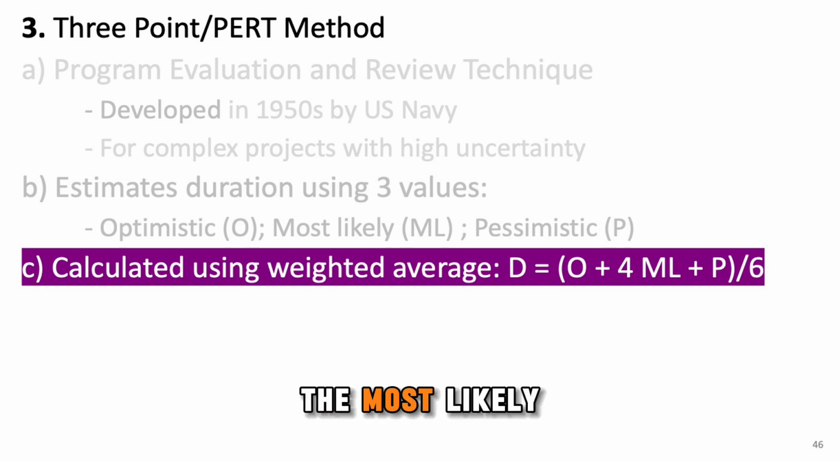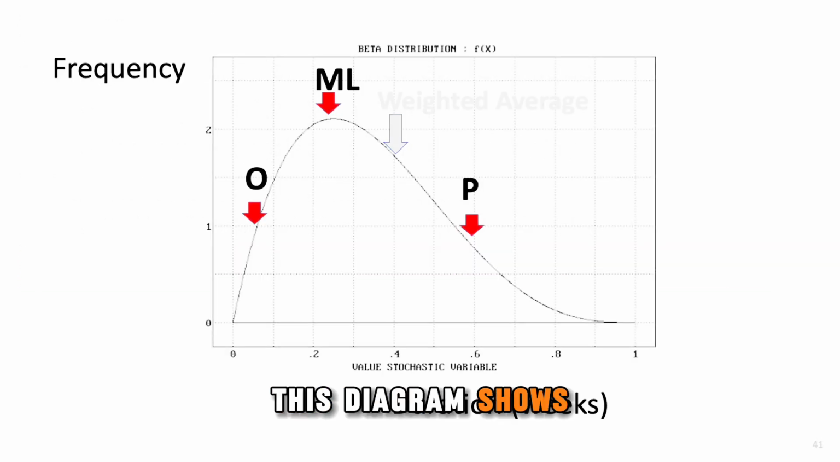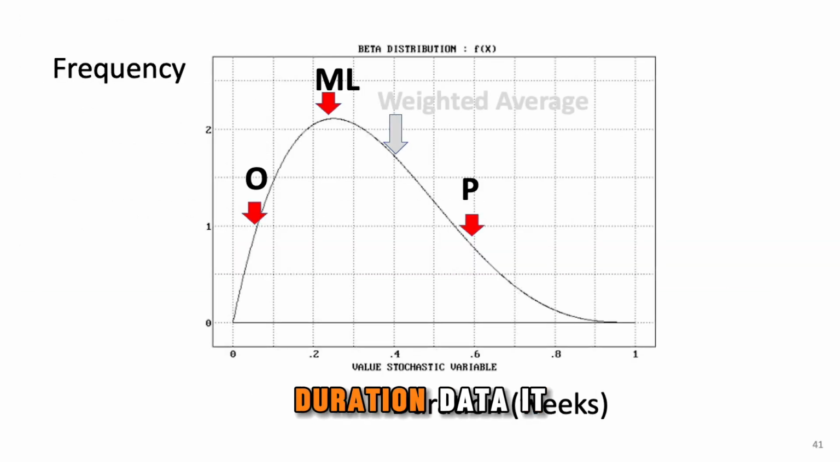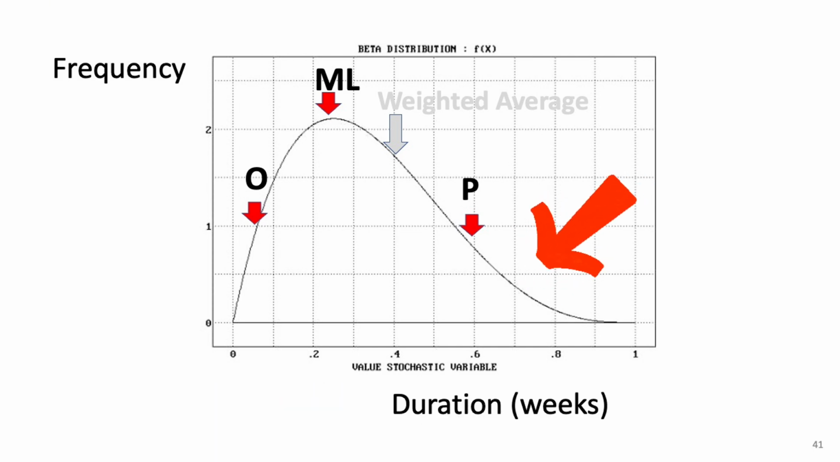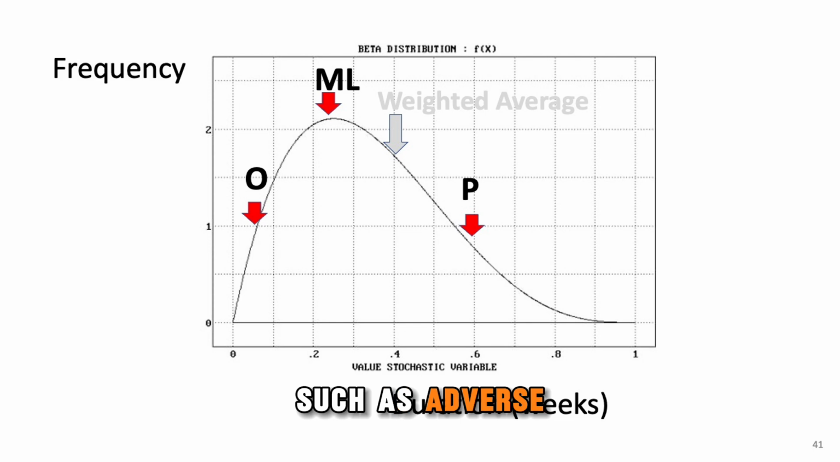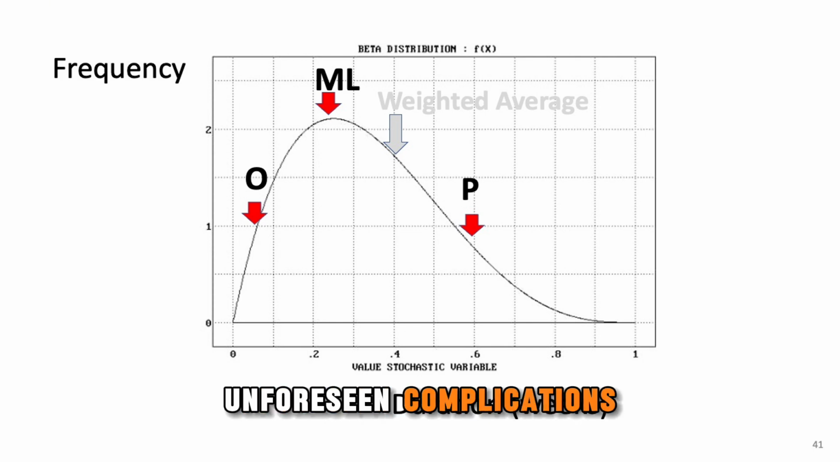The most likely estimate is weighted most heavily, while the optimistic and pessimistic estimates reflect the best and worst case scenarios. This helps account for the possible outcomes with extreme conditions. This diagram shows a typical distribution of construction duration data. It is often right-skewed, meaning there is a long tail representing rare occurrences of extremely long durations caused by unpredictable events such as adverse weather, supply chain disruptions, regulatory changes, or unforeseen complications.